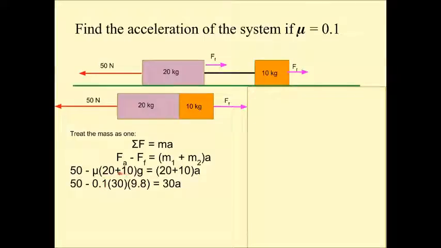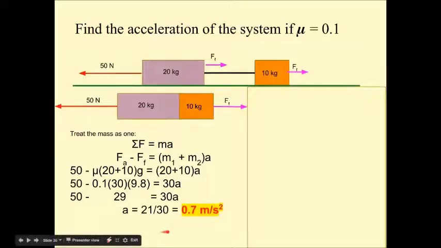So I'm adding the 20 and 10 together in both cases. That's the only thing I did. Substitute 9.8 in for g and 0.1 in for the coefficient of friction. I then do this calculation, which comes out to 29. So I'm going to subtract 50 minus 29, divided by 30. So it's 21 over 30, which is 0.7 meters per second squared. Pretty straightforward, just about like the last one. We just have to throw in the friction force that's happening.